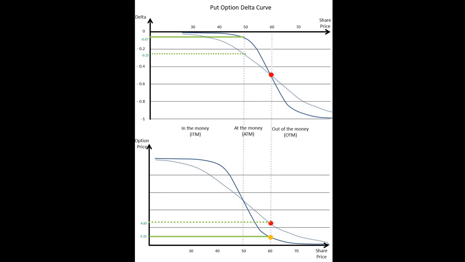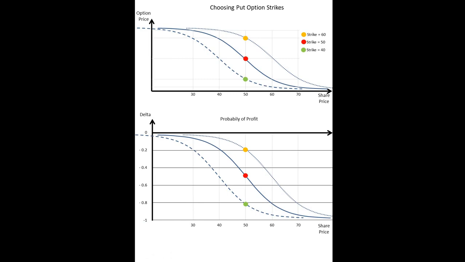So now we have a better understanding of how put option deltas work and how put option delta steepness is different depending on the volatility of the underlying. So now let's take a look at the various option strikes. Over here we have the delta curves of one particular stock with different strike prices. The orange indicates a strike price of $60, the red indicates a strike price of $50, and the green indicates $40.